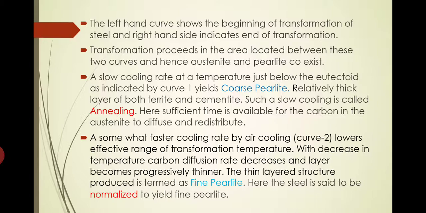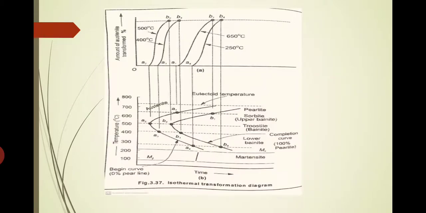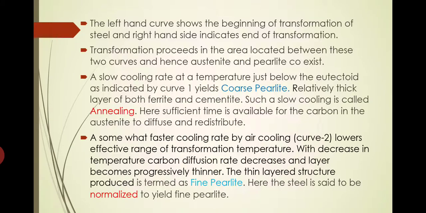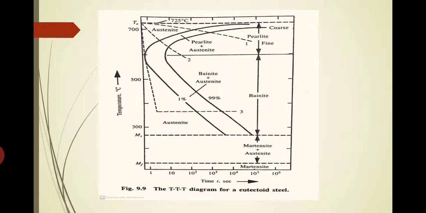Now the left hand curve shows the beginning of the transformation of steel, and the right hand curve indicates the end of the transformation. The transformation proceeds in the area located between these two curves, and hence austenite and pearlite coexist in that region. So within this region, the complete transformation has not taken place. Some portion will be austenite itself, some has already transformed to ferrite plus cementite, that is pearlite. So both pearlite and austenite coexist within that region. A slow cooling rate at a temperature just below the eutectoid, as indicated by curve 1, yields coarse pearlite. That we can see from here.